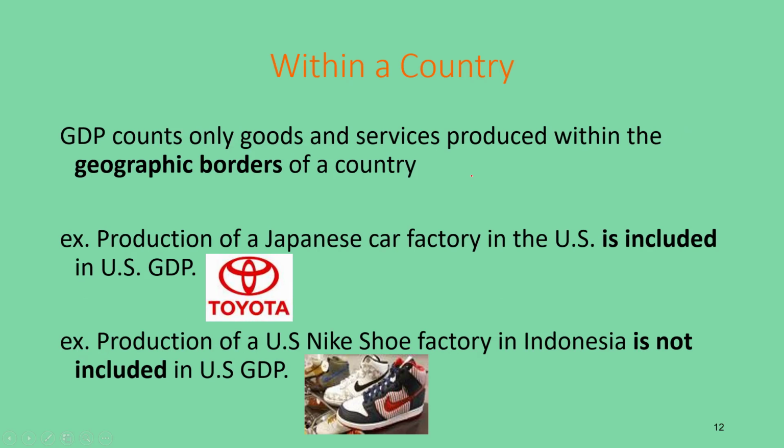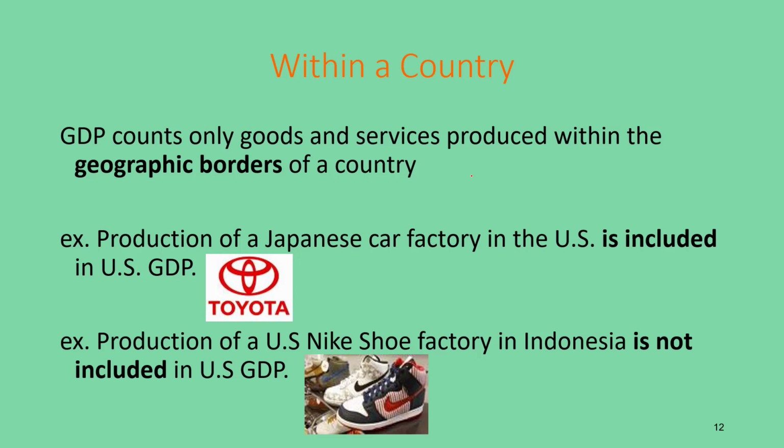So continuing on here, GDP counts only goods and services produced within the geographic borders of a country. Revisiting our definition, GDP is the market value of all final goods and services produced within a country, which is the fourth part of that definition. What we mean by within a country is that GDP counts only the goods and services produced within the geographic borders of a country. It doesn't matter what the citizenship or nationality is of the person producing it. If it's happening within the geographic borders of a country, that is included in that country's GDP.